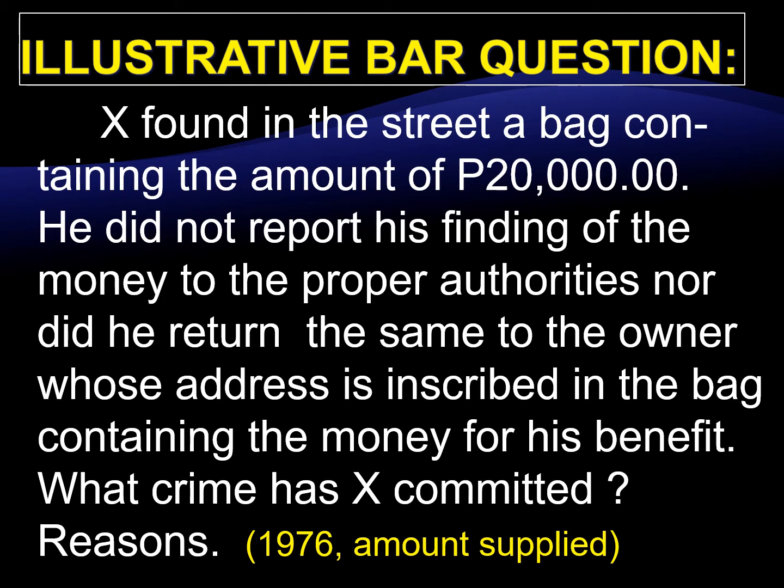X found in the street a bag containing the amount of 20,000 pesos. Did he report his finding of the money to the proper authorities? Nor did he return the same to the owner, whose address was inscribed in the bag containing the money, for his benefit? What crime has X committed? Reasons. Here, you are not sure what he has committed. But when you look at the factual setting, legal elements of a certain law find application already. So let's find out how.